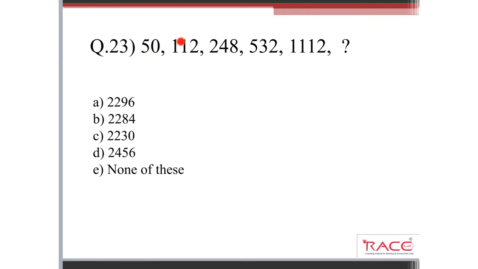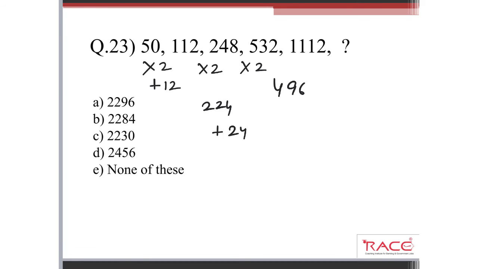The second value is nearly double, then again approximately double, double, double. So here if I multiply it by 2, I am adding 12. Here multiply by 2, what I will get? 224. And what I am adding here? Plus 24. Here again if I multiply by 2, what I will get? 248 into 2 will be 496, and to 496 I am adding 36. So first I add 12, in the second case I add 24, in the third case I am adding 36.